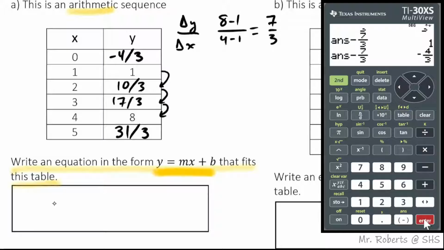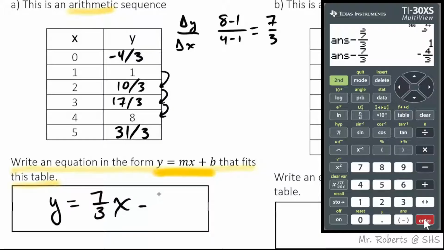So this equation is y is equal to, I'm adding 7/3 each time, right? Multiplication shows repeated addition of 7/3. And my 0th term is -4/3. All right, so that's A.